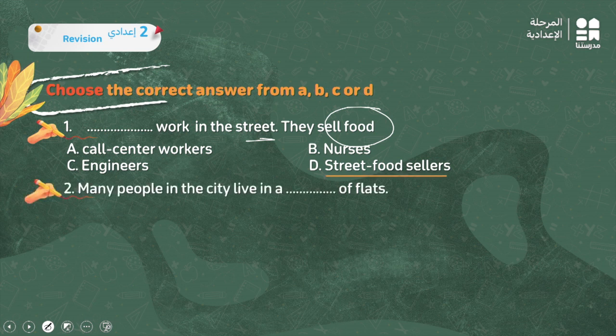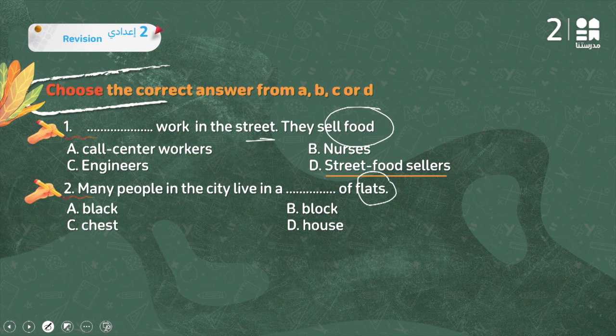And for number two, many people in the city live in a blank of flats. Flats mean apartments. So I have the choices here: black, chest, block, or house. My answer is block. Block means a building. It has a lot of flats.